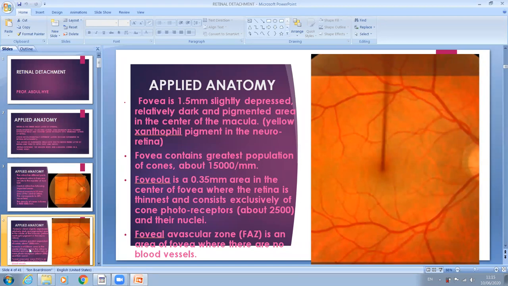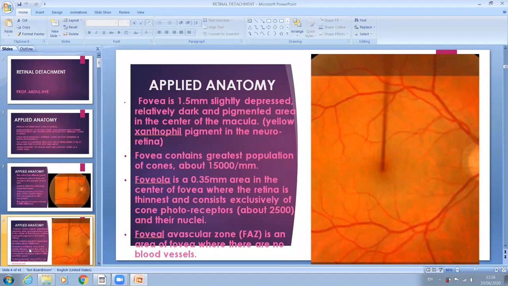Why is it darker in color? It has a xanthophyll pigment, and also the retina is very thin in this part, so that the light can go easily up to the photoreceptors, and that's why the pigment epithelium, which is behind this thin retina, gives a relatively darker color. The fovea contains the greatest population of cones, about 15,000 per millimeter.